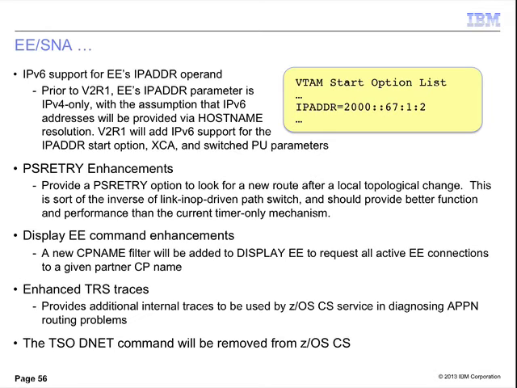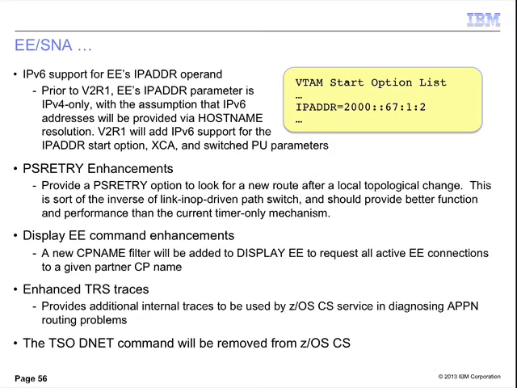So the EE implementation of IPv6 has always required that you define IPv6 endpoints using the host name operand: the host name in the start option, the host name on the switch PU, the host name in the XCA major node. Whatever, you had to use host name. The IP adder operand has always been an IPv4 only operand. It could only point to an IPv4 address.